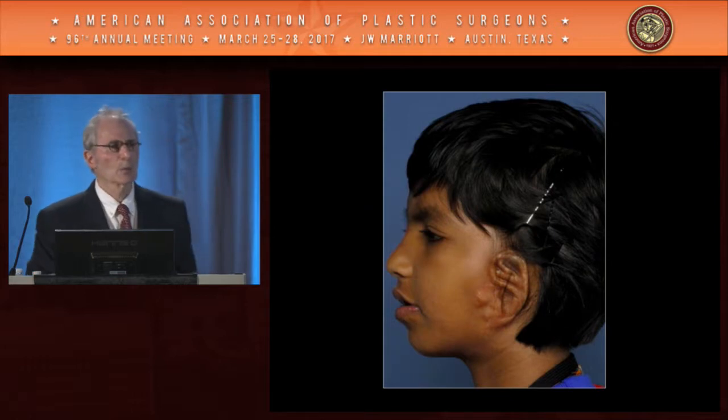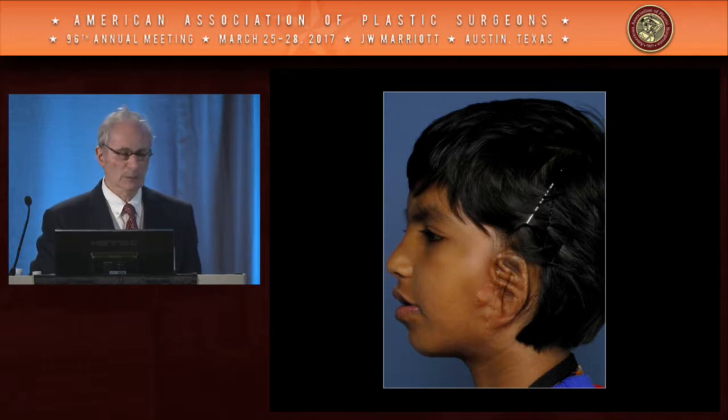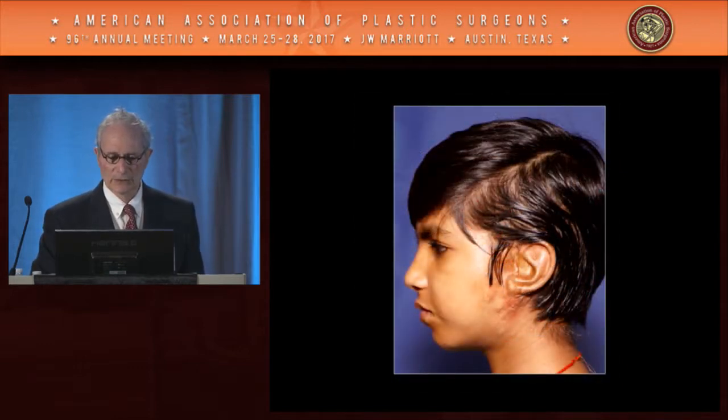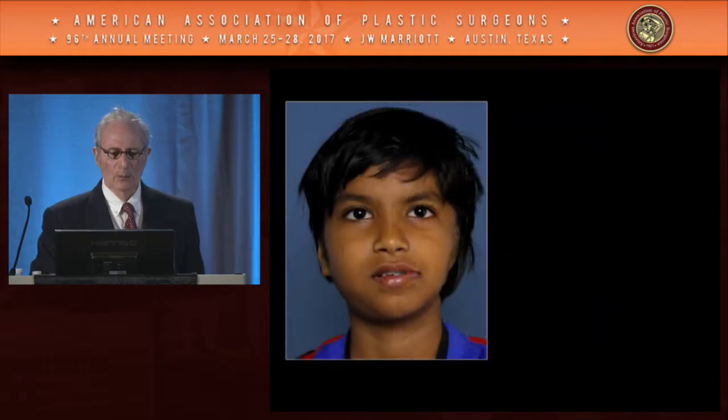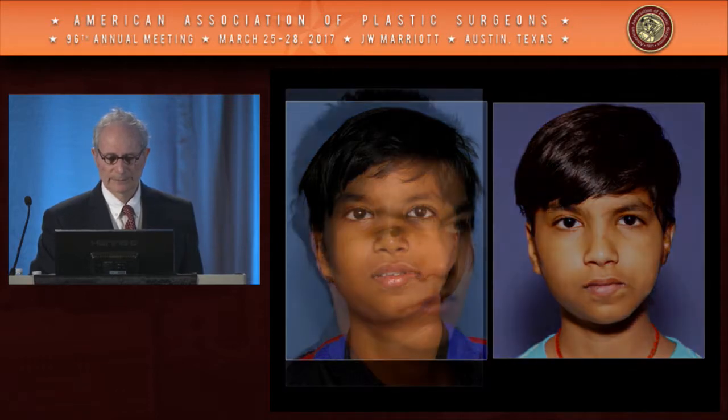This is a boy from India who had rib cartilage. He has hemifacial microsomia, so the rib cartilage was placed anterior to the hairline. You can see where the ear really belongs, which is really under the scalp. And here he is after that surgery. And at the same time, we put fat in his cheek, which we do frequently, and also corrected his macrostomia to give him better symmetry.